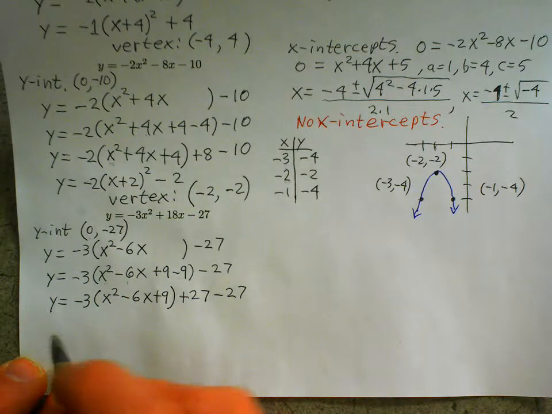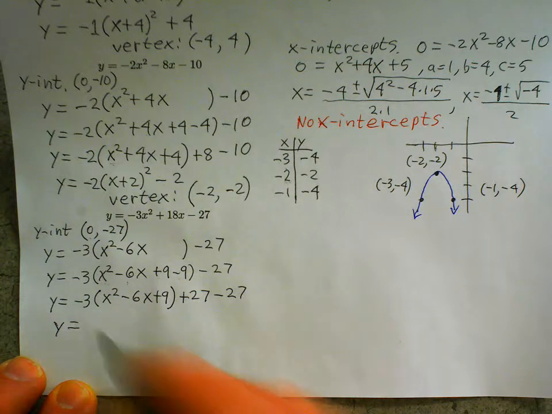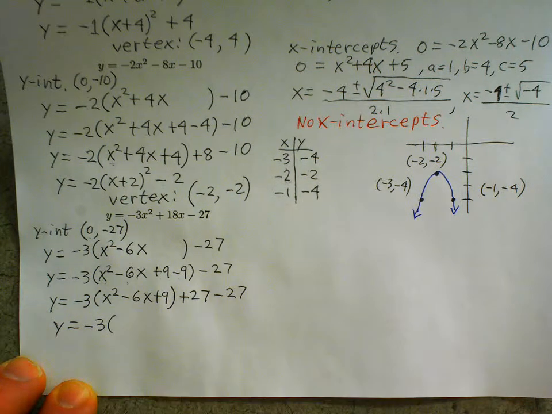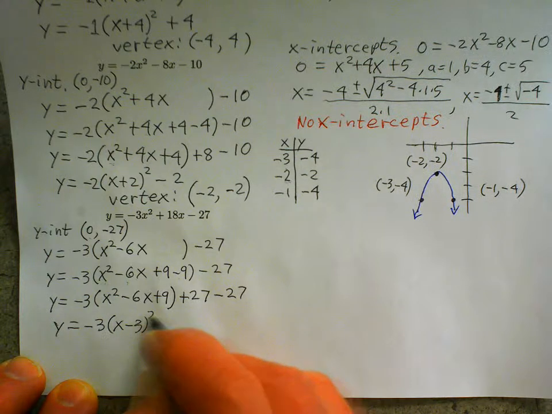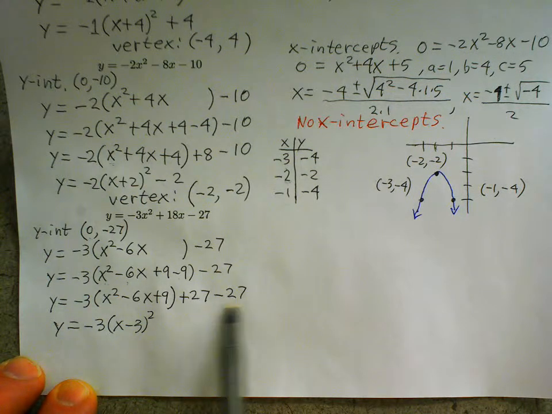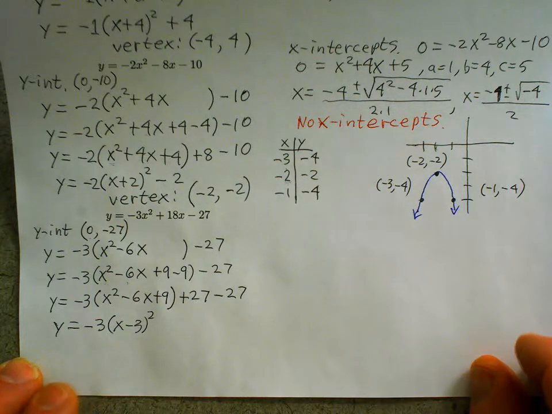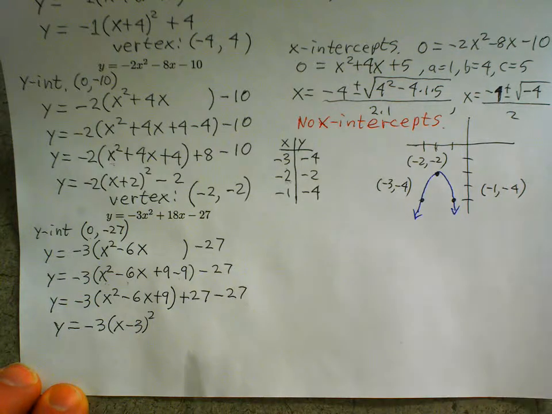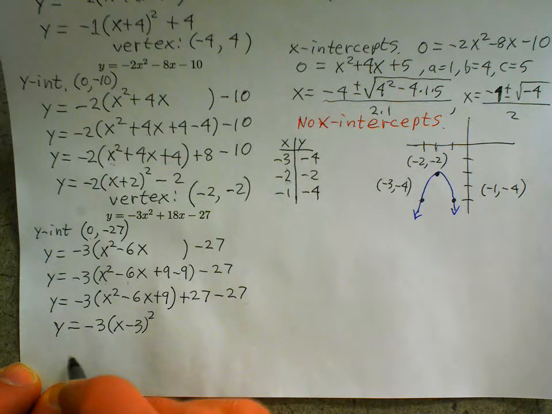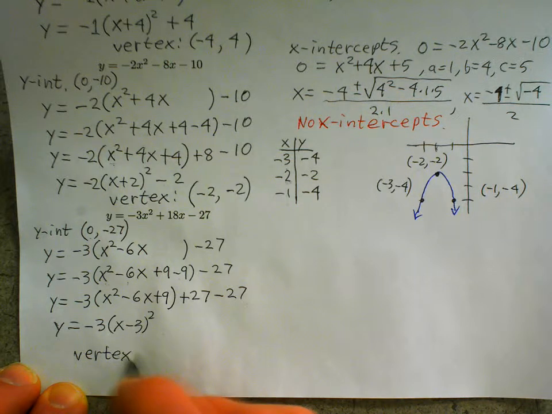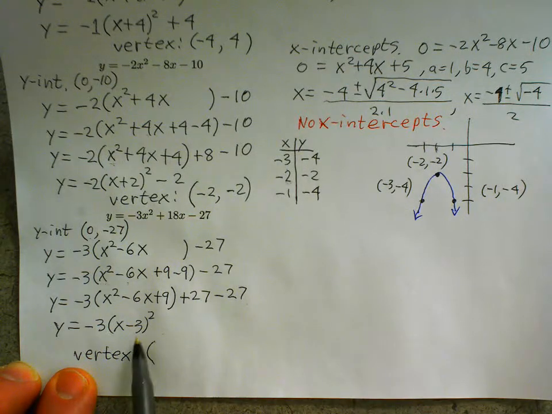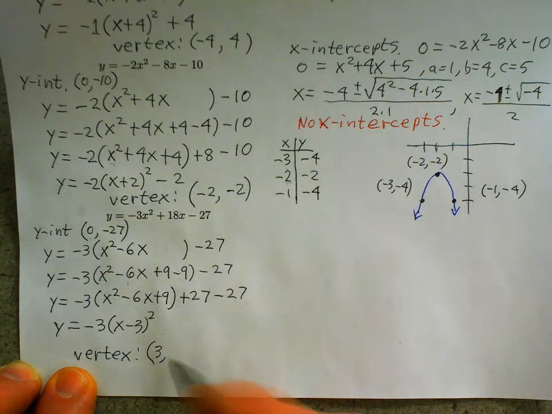And then the next step, the fourth step, this is the vertex form, y equals -3 times the binomial x minus 3 squared. And then +27 minus 27 is +0. We don't need to write the +0. It's okay if you do write +0, but it's not required. So I'm not going to write it, but we still know that the y-coordinate of the vertex is 0. The x-coordinate of the vertex is 3, and the y-coordinate is 0.